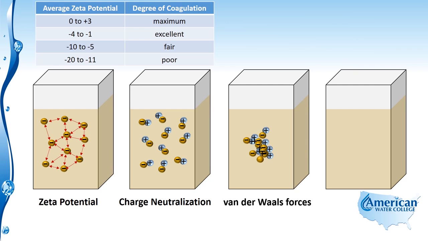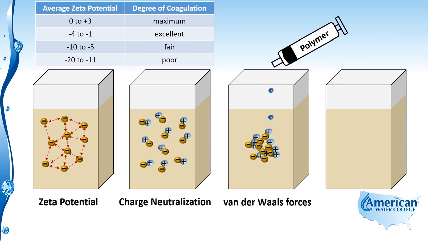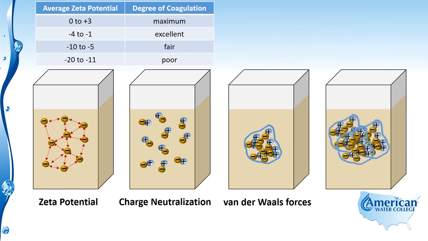Additional chemical in the form of polymer, and a cationic polymer is typically used in the coagulation process, helps keep that floc together. Flocs gently mix and collide in the flocculation process. They get even larger, and then ultimately they'll settle out in the sedimentation process.